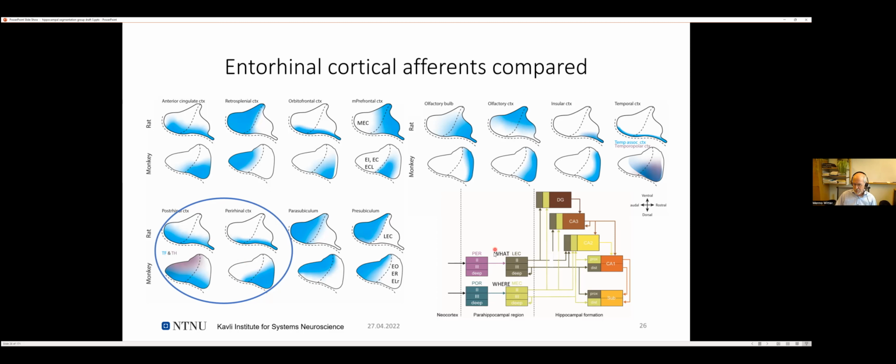This is supposed to be what? This is supposed to be where? And this was based on the idea that the perirhinal cortex, which deals with object familiarity and object novelty, is a main input here, and the postrhinal or the parahippocampal cortex is a main input here. And that turns out to be incorrect.